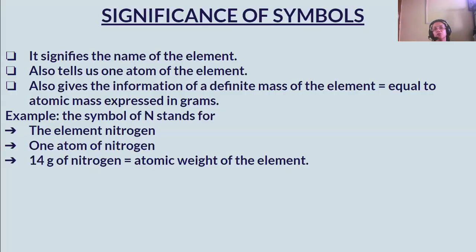Okay. So what is the significance of these symbols? These symbols signify the name of the element. Also, it tells us how many atoms of the element are there, that is, one atom of the element. It also gives the information of a definite mass of the element that is equal to the atomic mass expressed in grams. For example, the symbol N, capital N, stands for the element nitrogen. One atom of nitrogen is there, and 14 grams of nitrogen is equal to the atomic weight of the element. So this is the part on symbols.